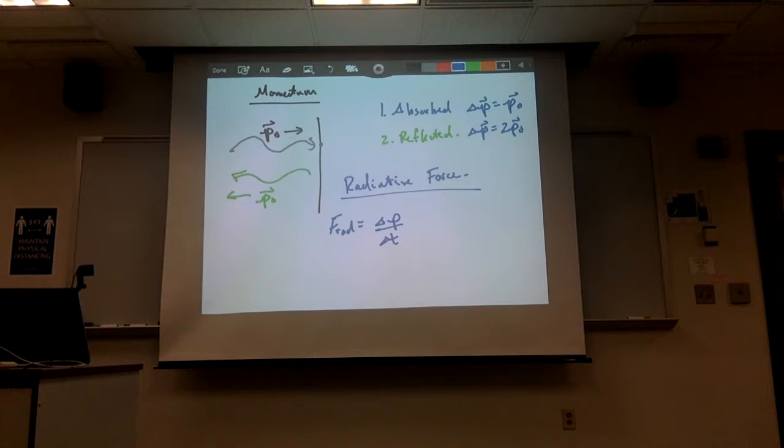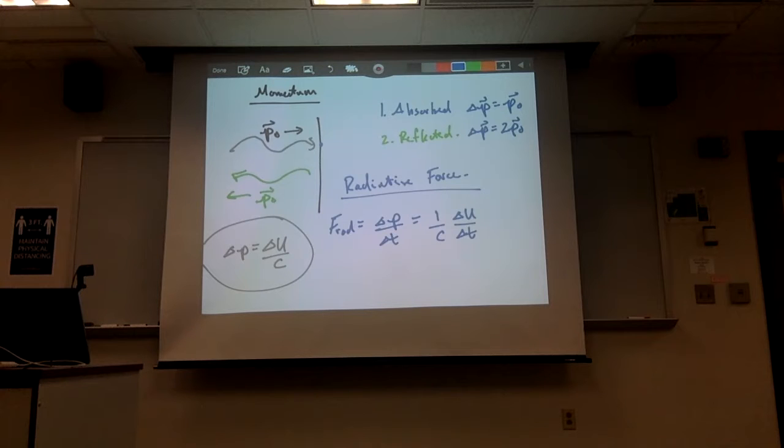Now it turns out in electromagnetism that the change in momentum is actually equal to the change in energy divided by the speed of light. So we're just going to take this as a given. I'm not going to derive that for you. But in this case, that means that this is going to be equal to 1 over the speed of light times the change in energy divided by the change in time. Okay, so this is what we call the radiated force. We'll talk more about that in a second.